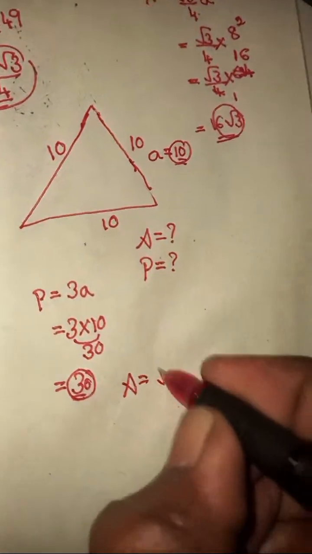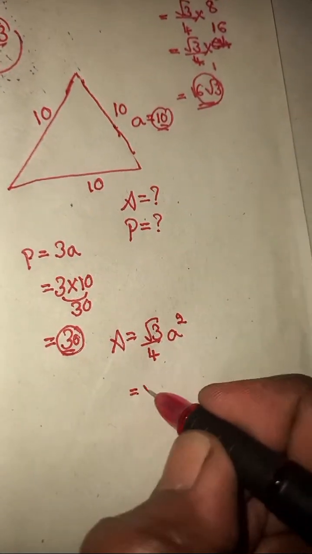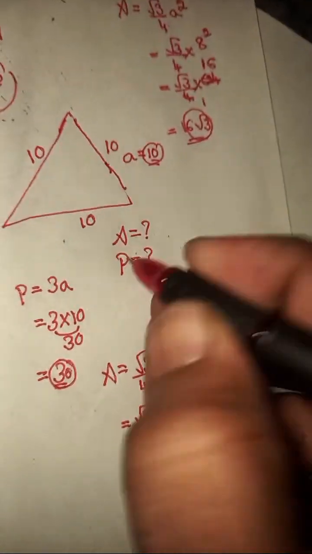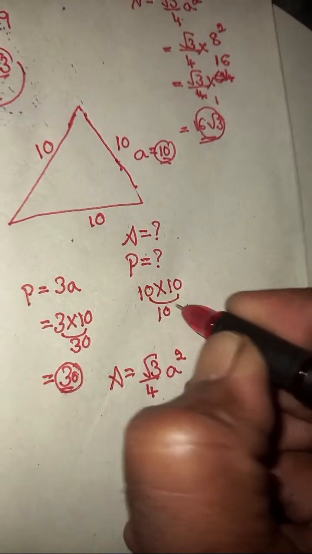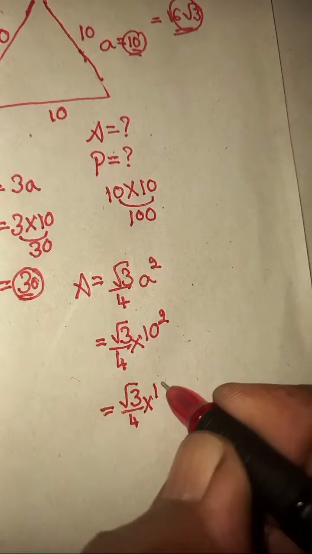Area of an equilateral triangle is root 3 by 4 times of a square. That means root 3 by 4 times of 10 square. 10 square is nothing but 10 times of 10. 10 times of 10 is 100. So it becomes root 3 by 4 times of 100.